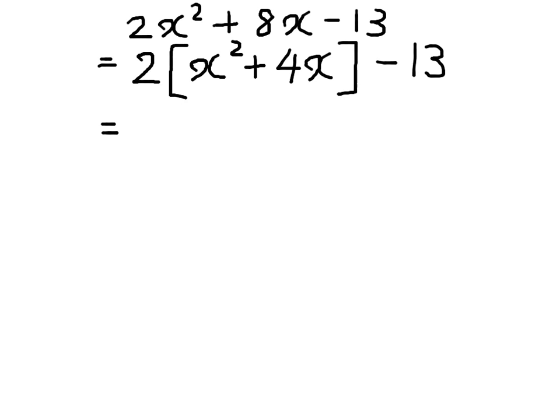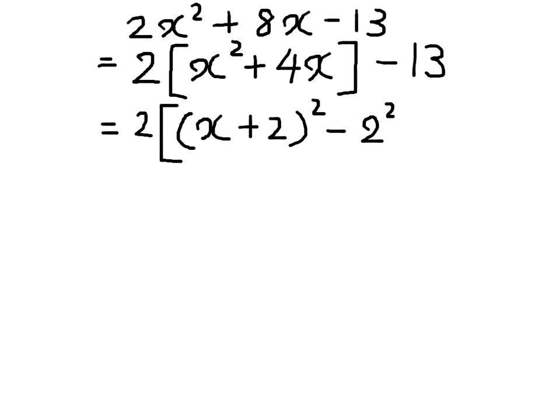Next line, you haven't completed the square yet, so you're going to have a square bracket, and inside the square bracket you're going to complete the square. Just like before, x, half of plus 4 goes in the bracket, so plus 2. Then square it and subtract the square of that number you just wrote, so 2 squared. Now I've completed the square, so close the square bracket. Minus 13 is still outside.